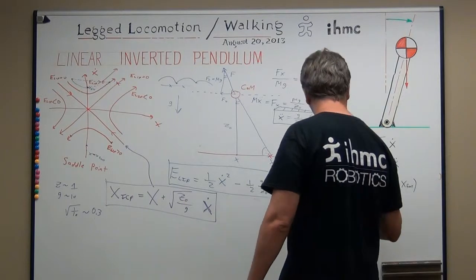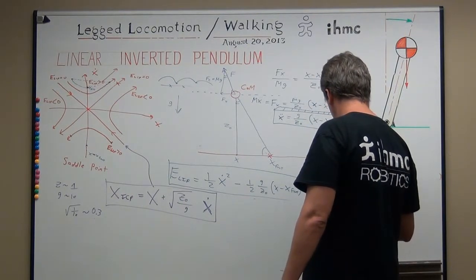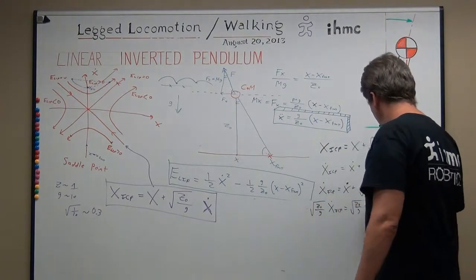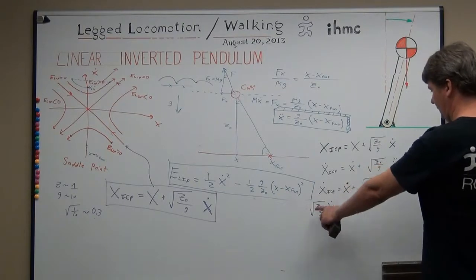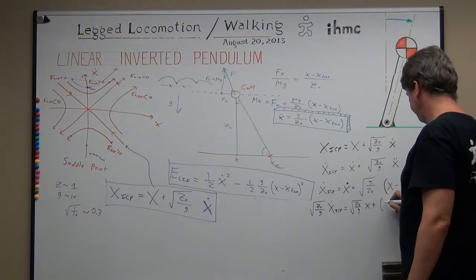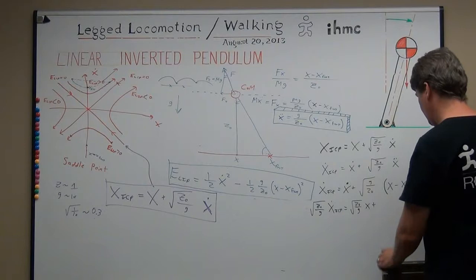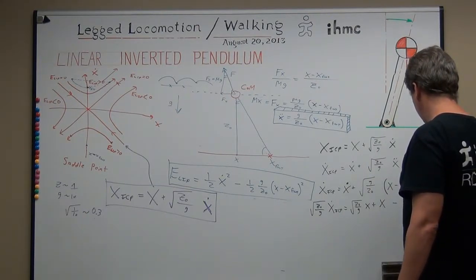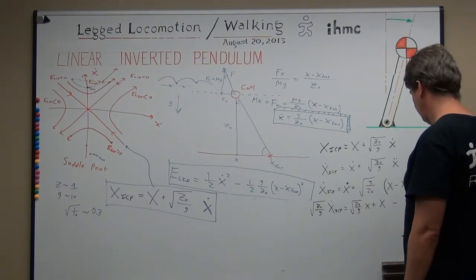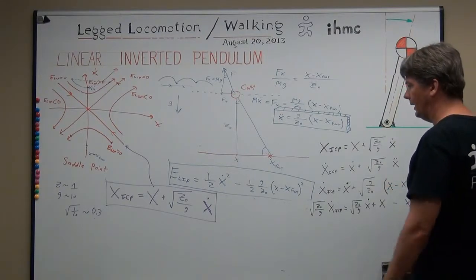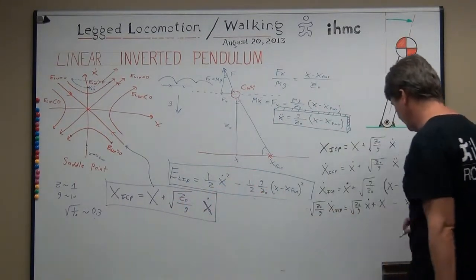Over g, x dot ICP equals square root of z naught over g x. Then that'll cancel this out, so we can get plus x minus x foot. Use an x dot, the first term is x dot, sorry. Okay, and then that's just the XICP, right?